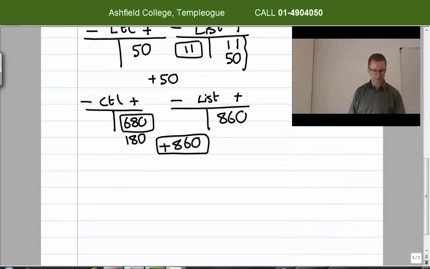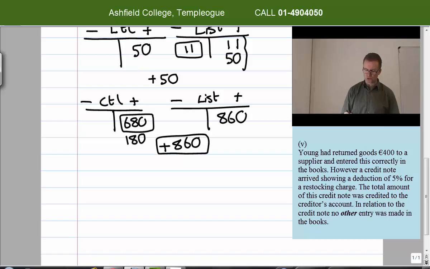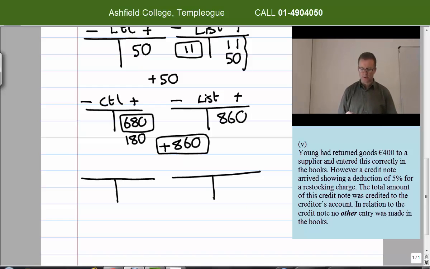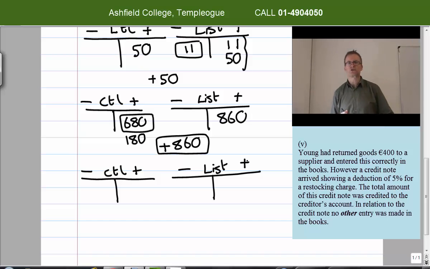On to number 5. Young had returned goods worth €400 to a supplier and entered this correctly in the books. When we're talking about returning goods, it means automatically we owe less money. So for my control account on the left hand side here, my minus and plus, and my list, I'm going to have a minus and plus again. The important part here is returns means it goes on the minus side. I put €400 on the minus of control.